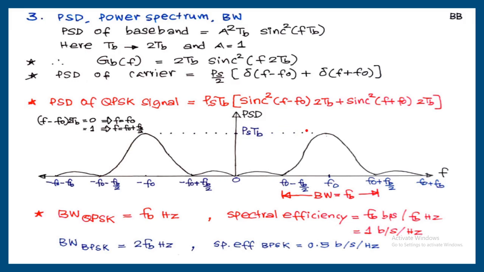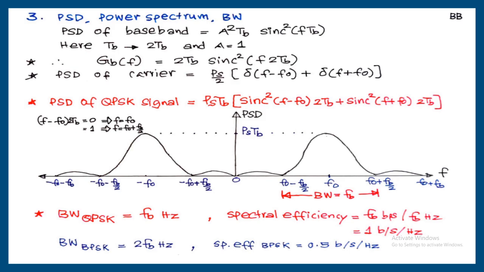I think it is clear how we can draw the spectrum once you know the PSD. X-axis frequency, Y-axis PSD. This is called the power spectrum of QPSK. From this power spectrum, get the width of the main lobe, that is the minimum bandwidth. F0 plus FB by 2 minus F0 minus FB by 2. That bandwidth will be FB Hertz. So QPSK bandwidth is FB Hertz and spectral efficiency is bit rate upon bandwidth, that is FB bits per second upon FB Hertz. So it is 1 bit per second per Hertz. Previously we got for BPSK it was 2 FB Hertz and spectral efficiency was 0.5 bits per second per Hertz.